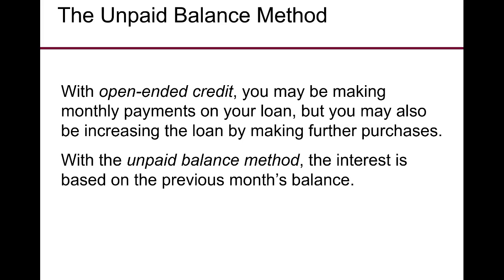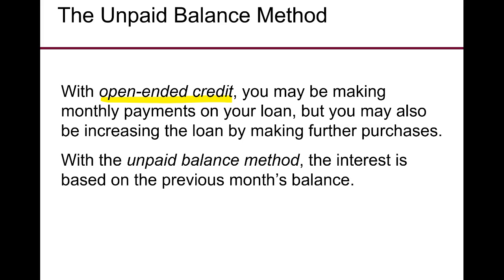Let's talk now about how to compute finance charges on open-ended credit. The add-on interest method that we just discussed was for closed-ended credit. That means you borrowed a certain amount for something like a car, and that's it. You don't add additional amounts to that loan in the future. You just make that single purchase and then you pay it off. With open-ended credit, like a credit card, you might be making monthly payments on your loan, but you may also be increasing the loan by making further purchases.